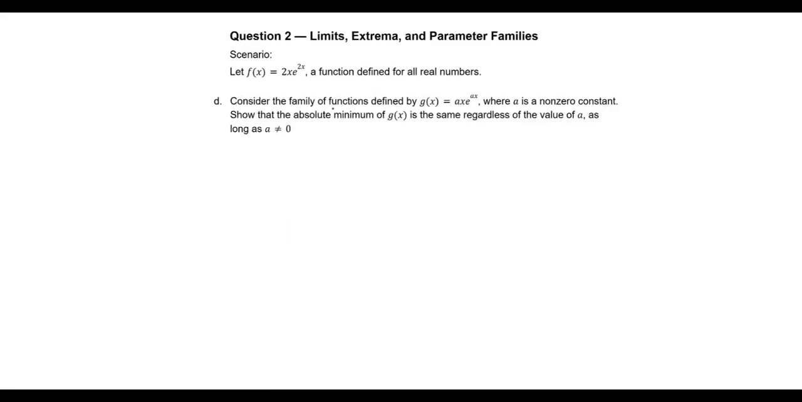Part D says, consider the family of functions defined by g of x equals ax e to the ax, where a is a non-zero constant. Show that the absolute minimum of g of x is the same regardless of the value of a, as long as a is not equal to 0. So this is an interesting question because up here they obviously chose 2, right? 2x e to the 2x, but they could have chosen a million x e to the 1 million x, and apparently we would have gotten the same absolute minimum.